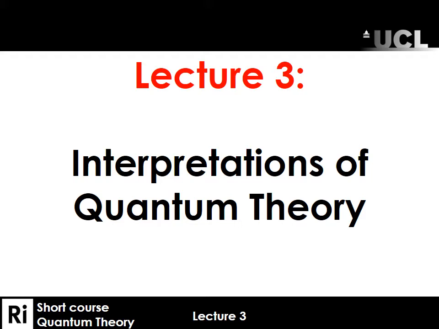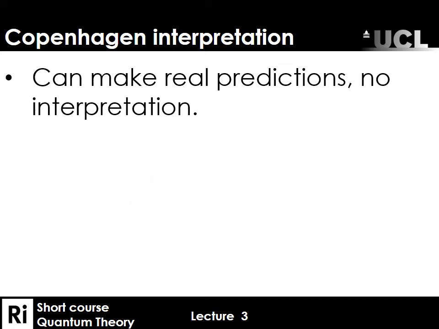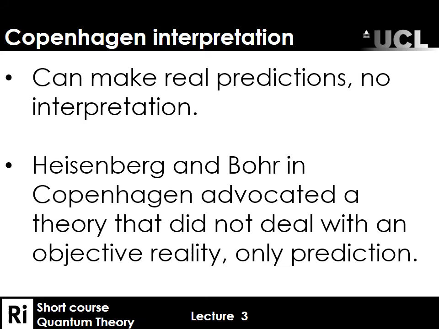And so we'll start with something you may well have heard of, a famous interpretation called the Copenhagen interpretation. As I said, we make all these predictions, we don't have an interpretation, and no one's particularly happy with this. So Heisenberg and Bohr, who were both working in Copenhagen, in particular advocated a theory which really only dealt with prediction. They said, we're just going to throw away the objective reality of particles flying around. Why should that be? We don't feel that it should be. All we think is true is that when you measure something, it has a property. Why should it have that property before you measure it? This is the Copenhagen interpretation.